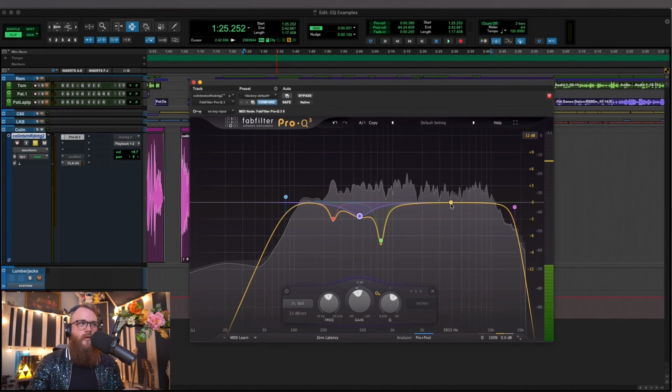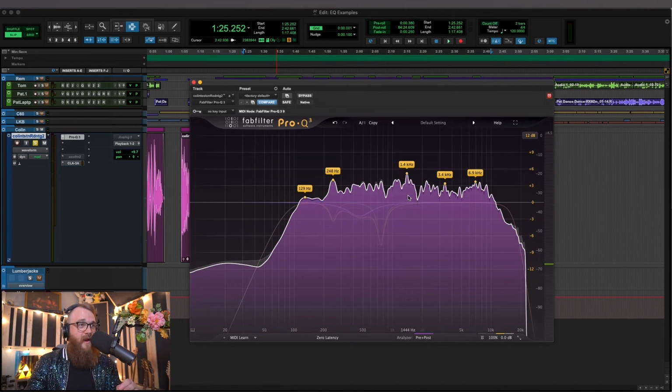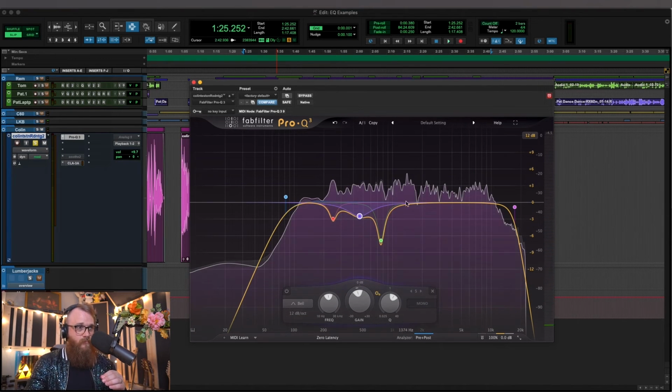So we can probably do a little bit more with this. However, I think it's really hooking it up a lot, and I'm happy with what we did here. I'm not going to play with the high end too much because that's not a big issue, but let's see if Soothe 2 can hook it up even further.